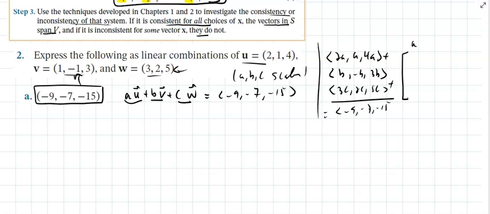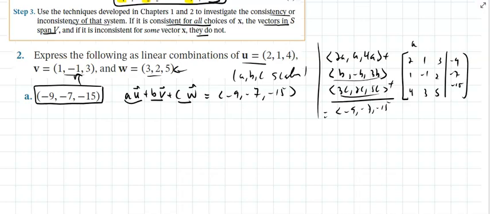Wouldn't the column for A be 2, 1, 4? Wouldn't the column for B be 1, -1, 3? And the column for C would be 3, 2, 5? And that's -9, -7, -15. Isn't that the system that I'm solving?